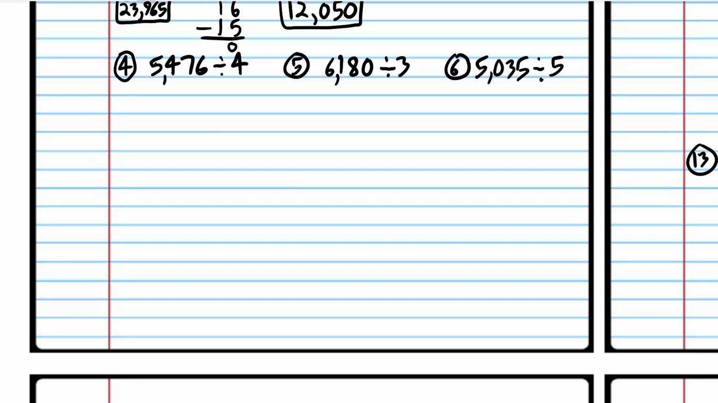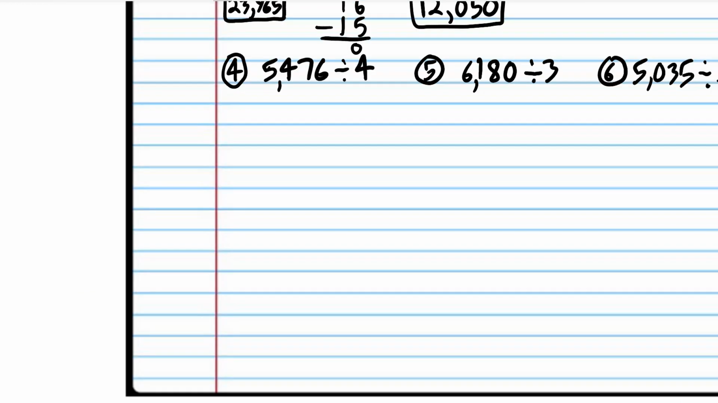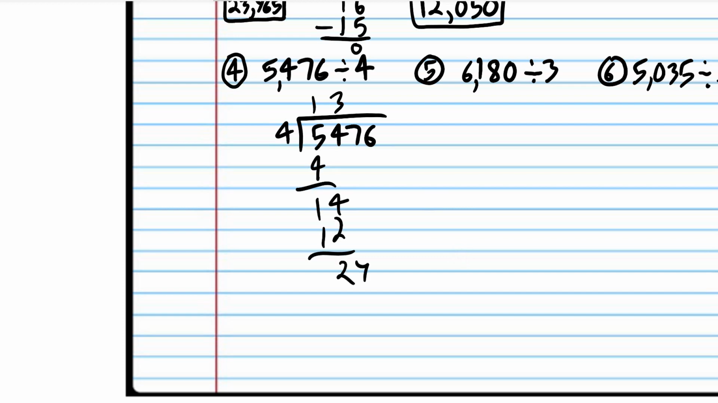All right, we're back. 5,476 divided by 4. 4 goes into 5 one time. 4 times 1 is 4. 5 minus 4 is 1. Bring down the 4. 4 goes into 14 3 times. 4 times 3 is 12. 14 minus 12 is 2.